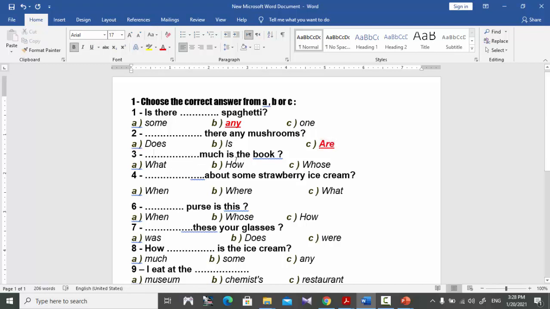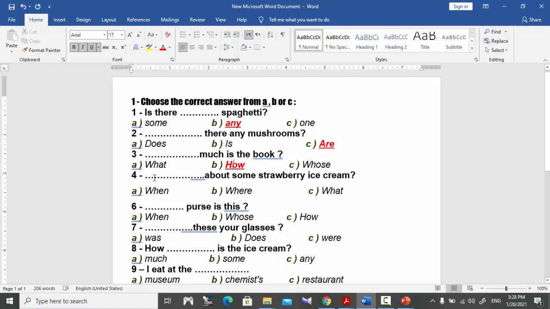Number 3. Space much is the book. What, how, whose? Okay. Here we have how much to ask about the price of something. How much is the book? How much is the t-shirt, for example? So when I want to ask about the price, I can use how much. The answer of number 3, how much is the book?